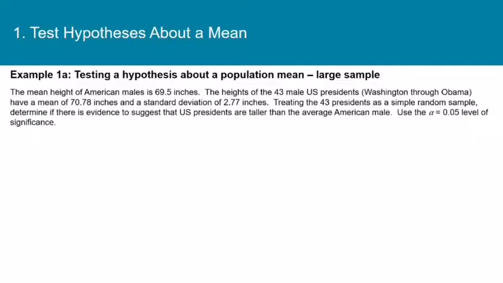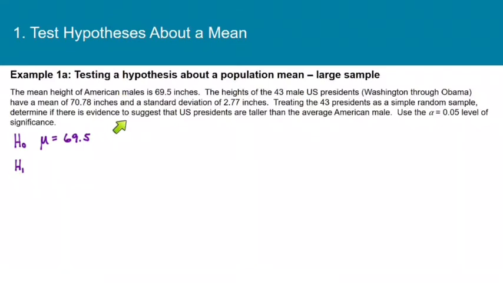Now, in hypothesis testing, remember the first thing to do is to write your hypothesis pair. So I'm going to go ahead and label a null hypothesis and an alternative hypothesis. Remember, the null hypothesis is the hypothesis of no change, or the hypothesis of equality. So the null hypothesis would be that mu equals 69.5. And remember that the alternative hypothesis is always a statement of inequality.